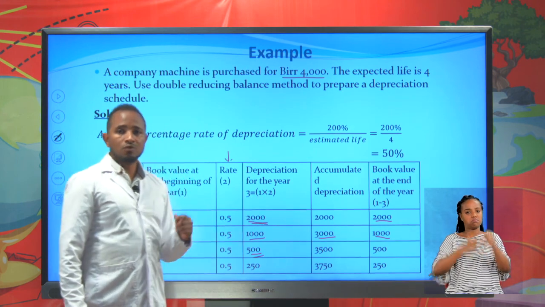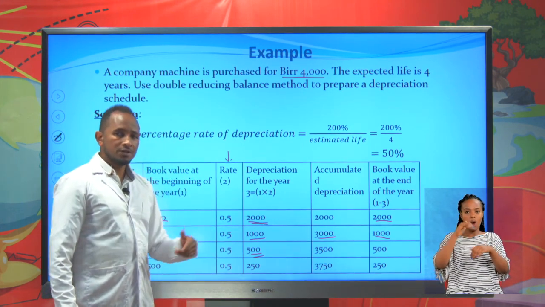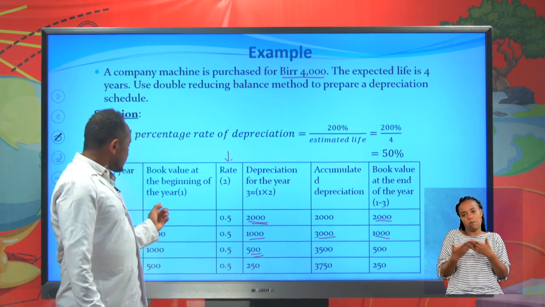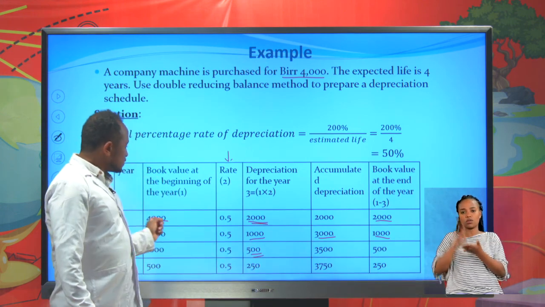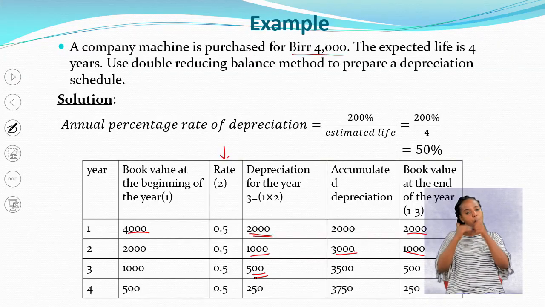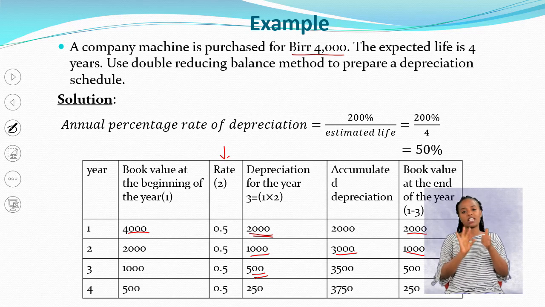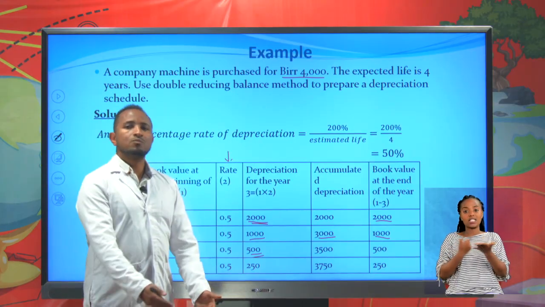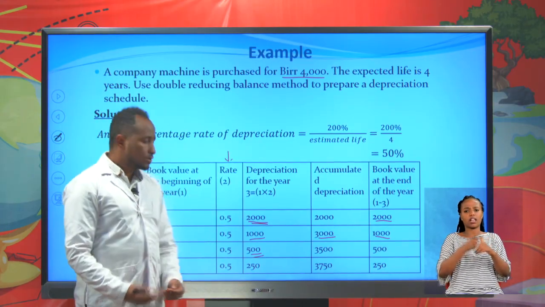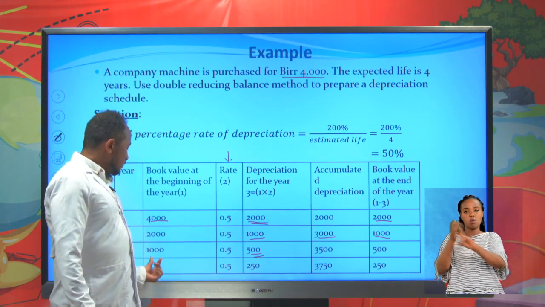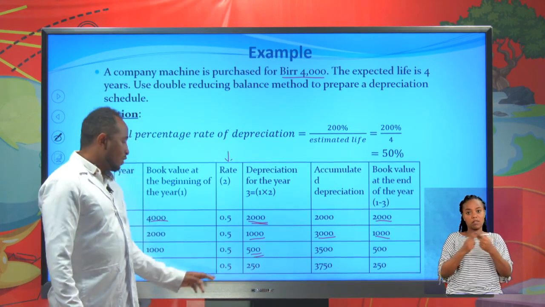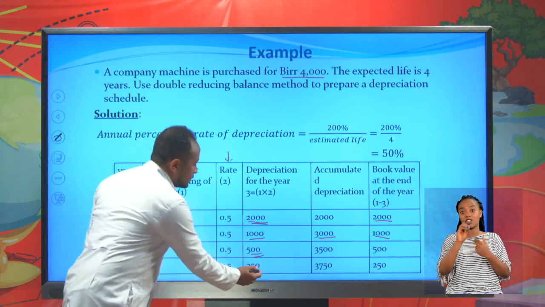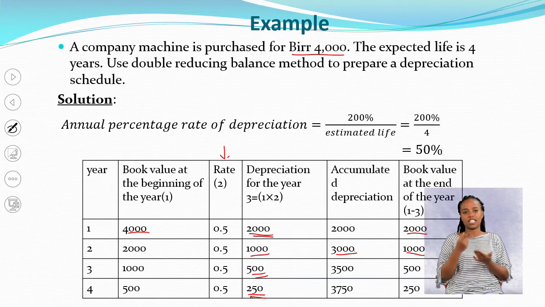To find the book value at the end of the third year, you will simply take the difference between the original cost and the accumulated depreciation. The original cost is 4,000 minus the accumulated depreciation of 3,500. When you take the difference, you'll have 500. So this will be the book value for the beginning of the fourth year. This 500 depreciates by the rate of 50%. So when you multiply these two, you get 250. This is the depreciation for the fourth year.